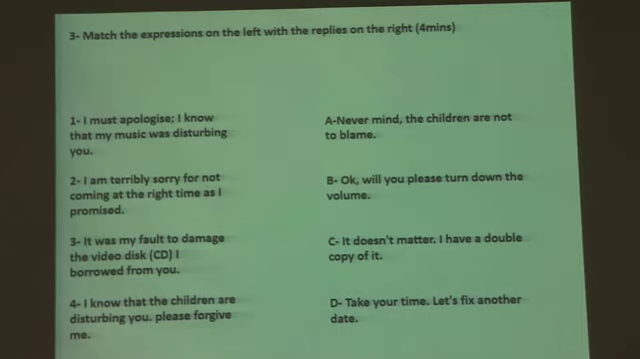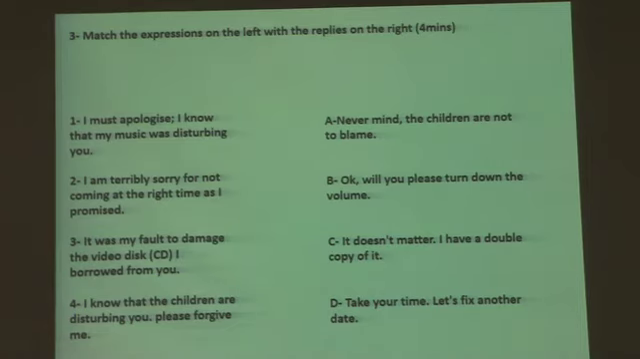Number two, I'm terribly sorry for not coming at the right time as I promised. You promised someone to meet at a certain time, but you didn't respect your promise. Number 3. It was my fault to damage the video disc. That's the video disc. It's a CD borrowed from you.